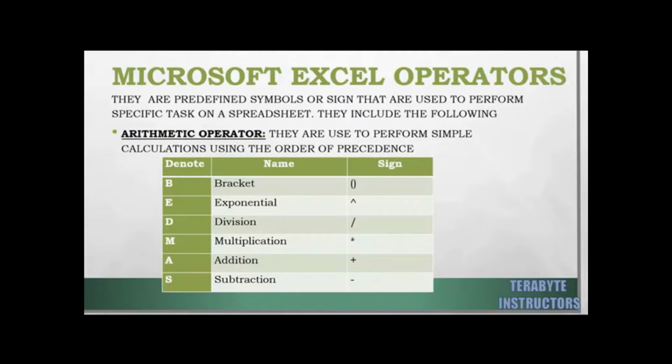All right, now let's look at what we mean by operators. Operators are predefined symbols or signs that are used to perform specific tasks on the spreadsheet. And we have three operators when it comes to Microsoft Excel. We have what we call the arithmetic operator, the logical operator, and the relational operator.